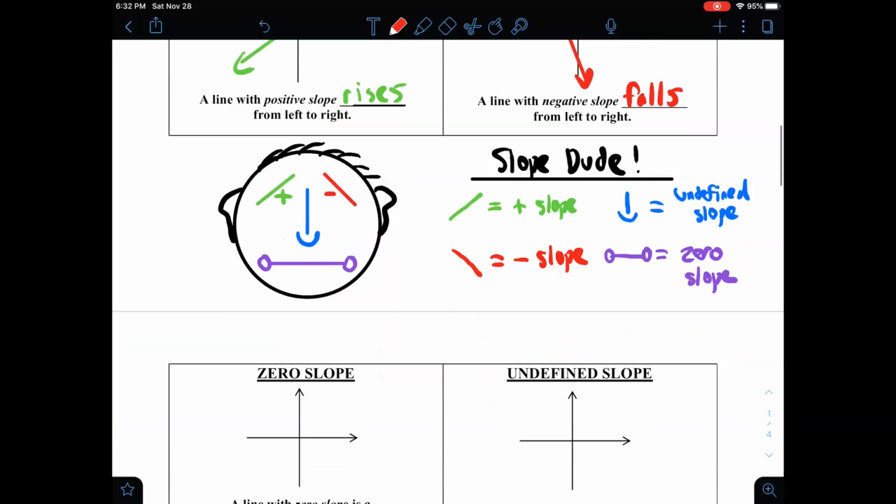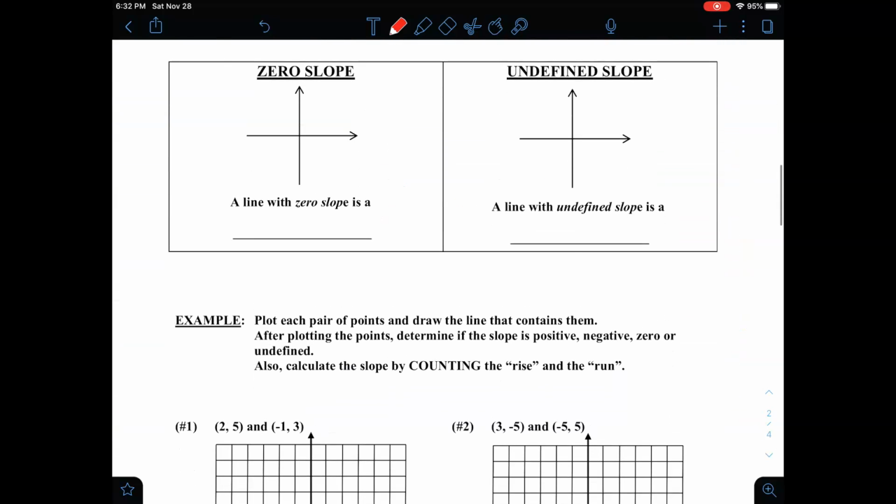And then from Slope Dude, these are all from Slope Dude actually, we have a zero slope, which is a horizontal line. So that's a horizontal line I can draw anywhere I want. I'm just going to draw it up here. I could also put it down here. Doesn't matter where I put it, as long as it's horizontal.